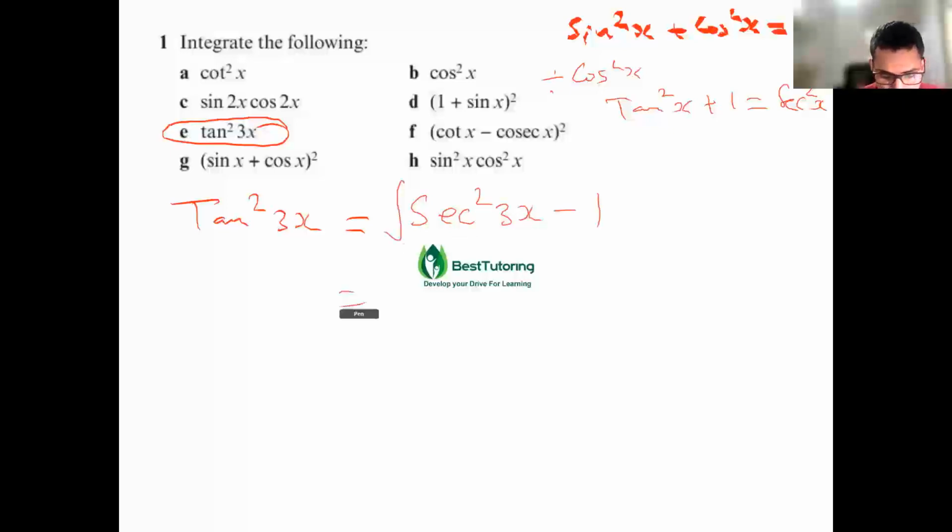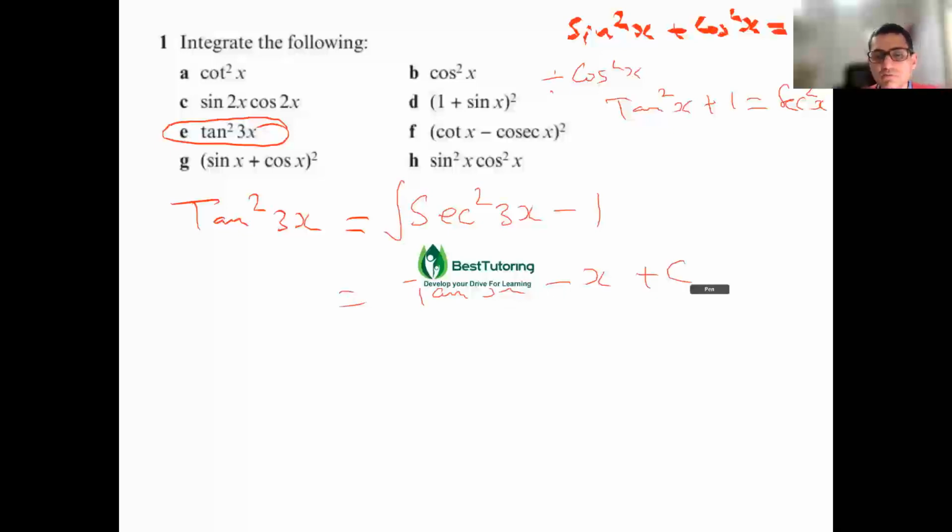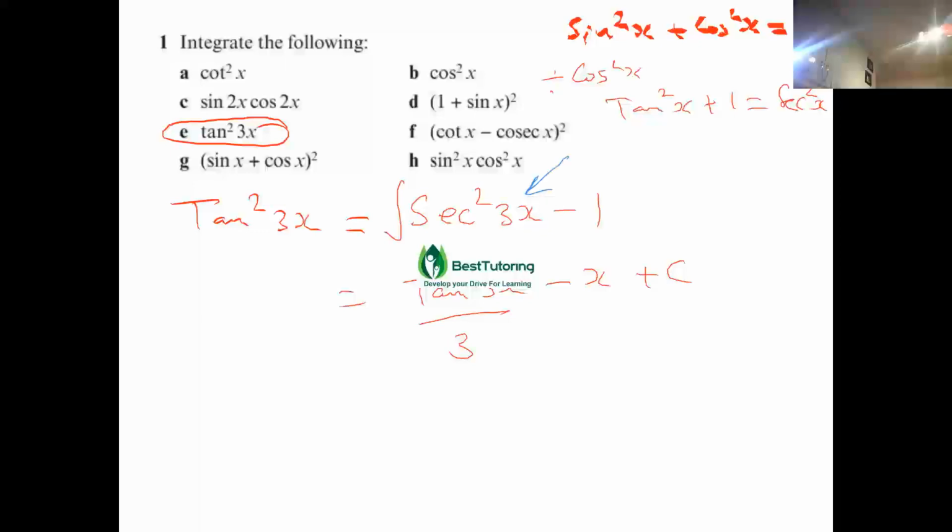Sec square 3x is tan 3x minus x plus c. I have forgotten something, Ayushi. Same as you. What have I forgotten? Go on, Ayushi. 1 by 3. Very good. We need to divide by 3. Why do we divide by 3, Ayushi? We differentiate the inner function. Very good. That is very easy to forget, guys.